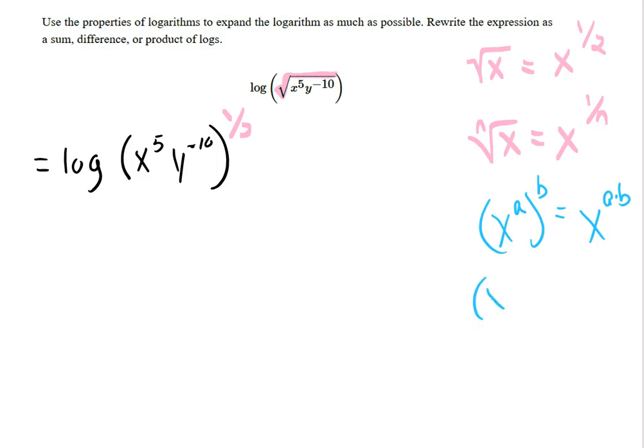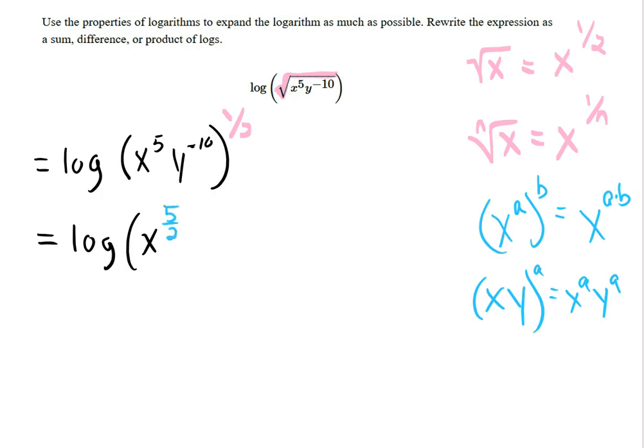And there's another exponent rule that says if you have x times y raised to a power, then both bases, the x and the y, get that power of a. So my x to the 5th and my y to the -10th are both going to get raised to the power of 1/2. So power to a power, I am going to multiply. So this is going to become the log of x to the, when I take 5 times the 1/2, that will be 5/2. And then when I take the -10 times the 1/2, that will be a -5.